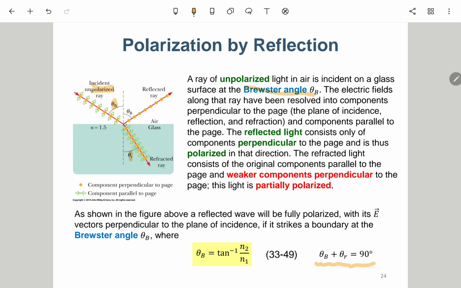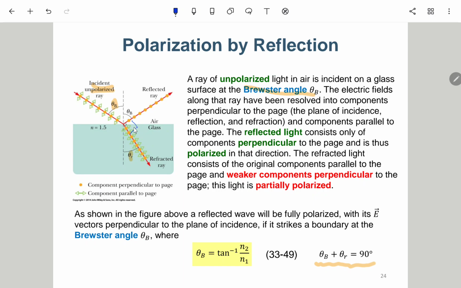Okay, so they add up to be 90 degrees, and of course this is the reflected angle. Okay, so this reflected angle will be the same as the incident angle. So this is theta B, this is theta B. And we still know that this theta B plus theta R will be 90 degrees. Okay, so this is 180. Okay, this one and this one add up to the 90, which means these two will have a 90 degrees between them.